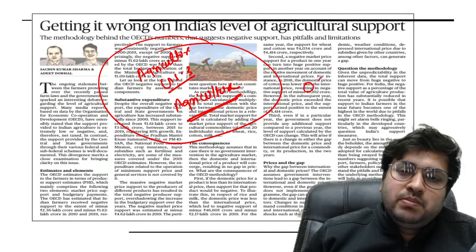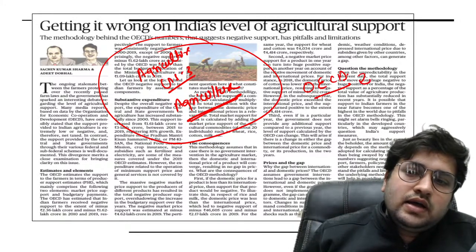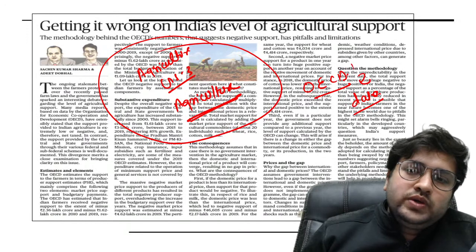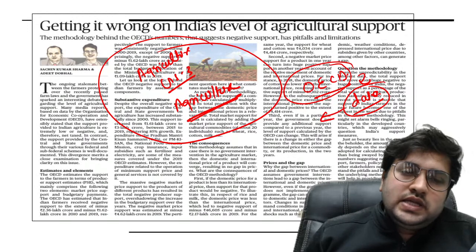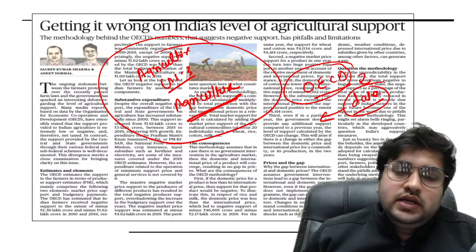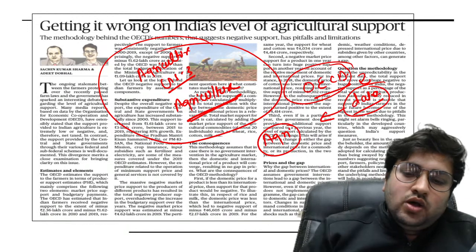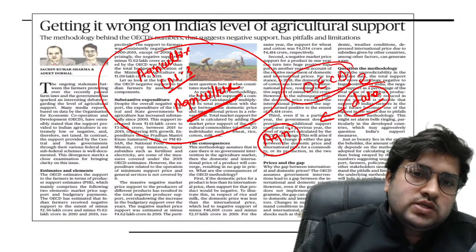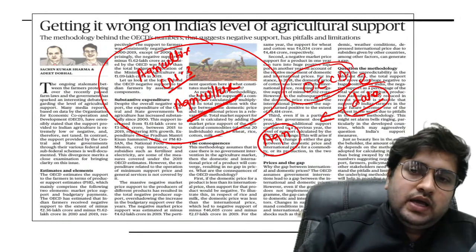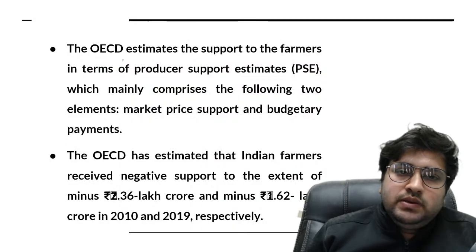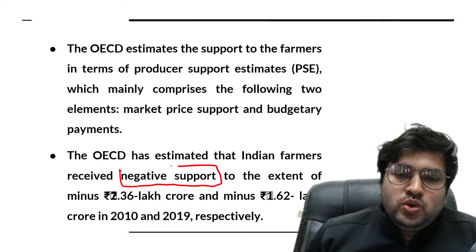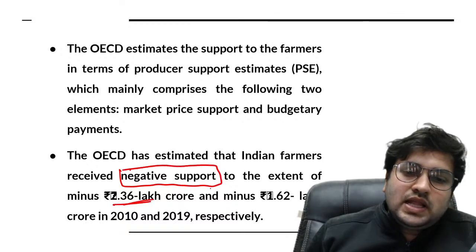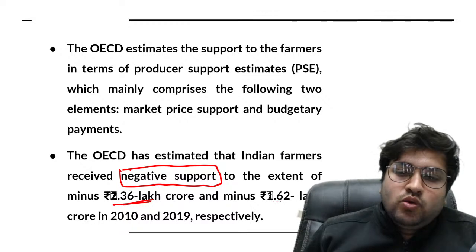Recently a report has been published by OECD, and certain data are put forward by OECD. So we need to understand whether these data are proper, or whether they take into consideration the reality in the agriculture sector in India, or whether there are certain flaws in the methodology opted by OECD. So recently OECD put its estimate, and it stated that Indian farmers received negative support to an extent of rupees 2.36 lakh crore and minus rupees 1.62 lakh crore.